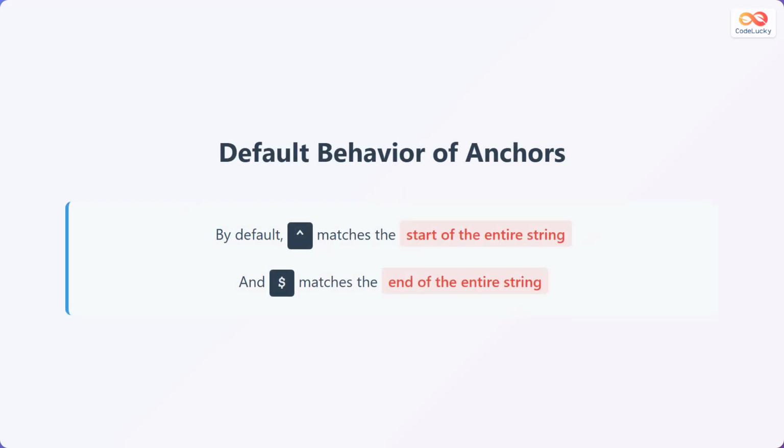By default, the caret symbol, represented as circumflex accent, matches the start of the entire string. Also, the dollar sign matches the end of the entire string. These are called anchors.